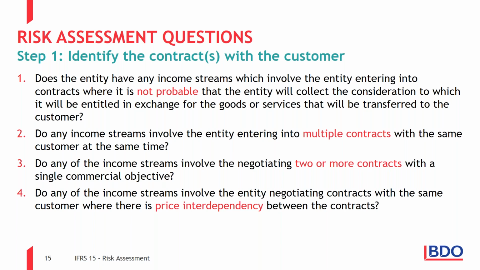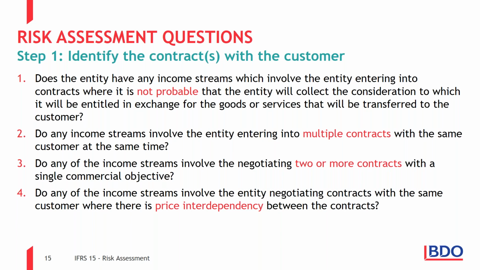The second one: do you have income streams that involve your entity entering into multiple contracts with the same customer at the same time? Now remember, "at the same time" is a fairly broad interpretation. So do you have these multiple contracts with the same customer or a related party at the same time? Because you'll have to bundle them together. Substance, it's one.